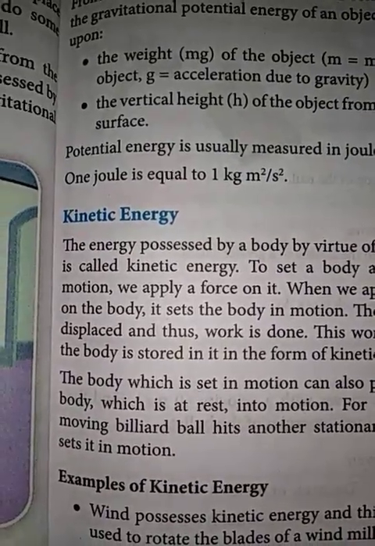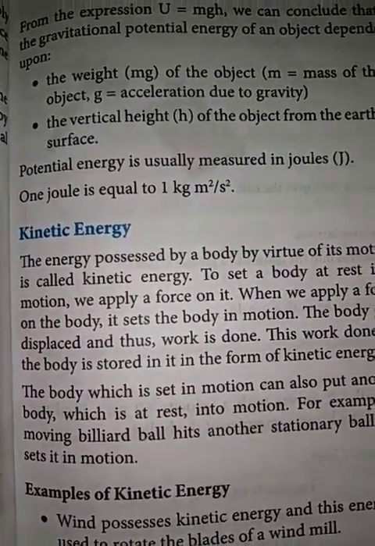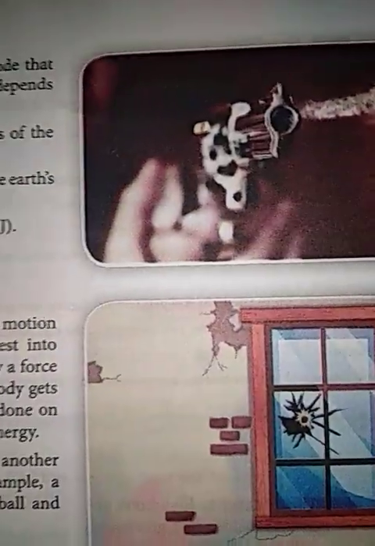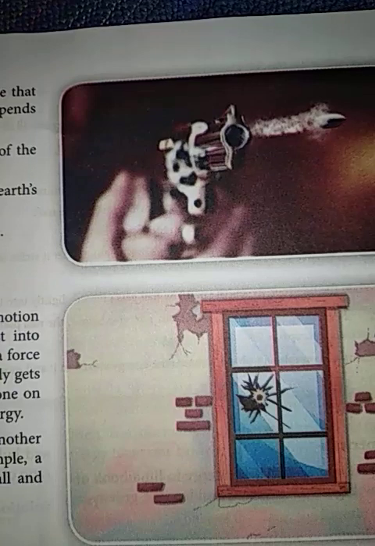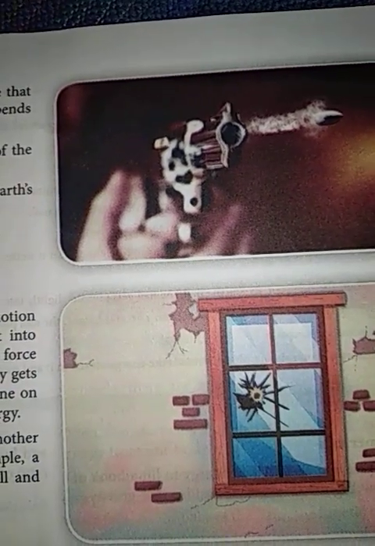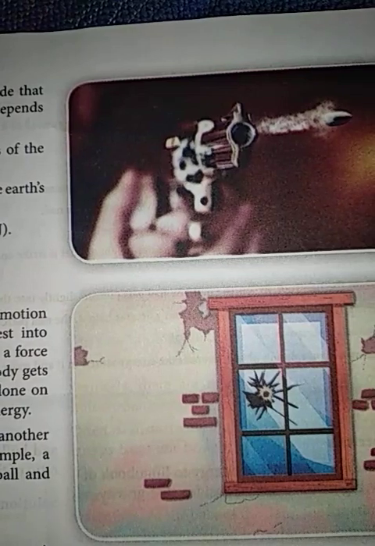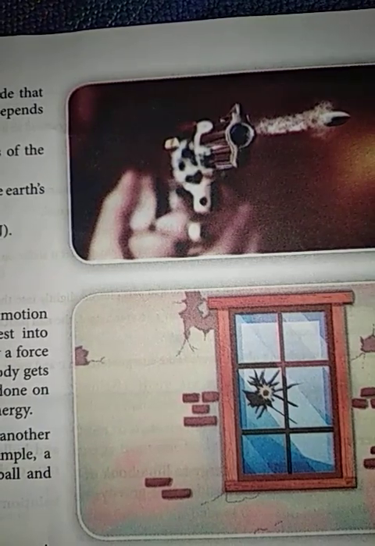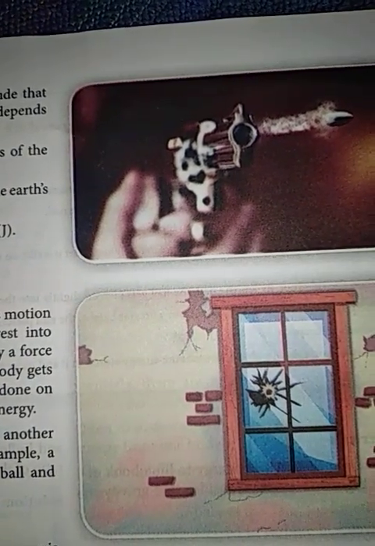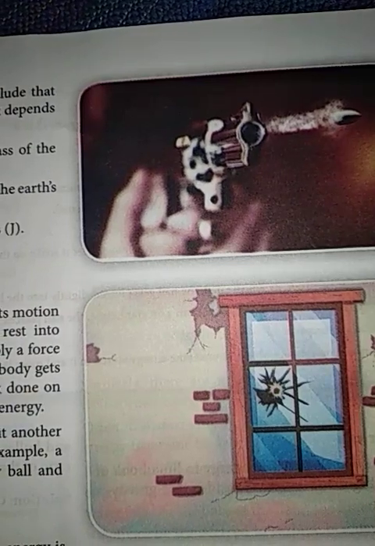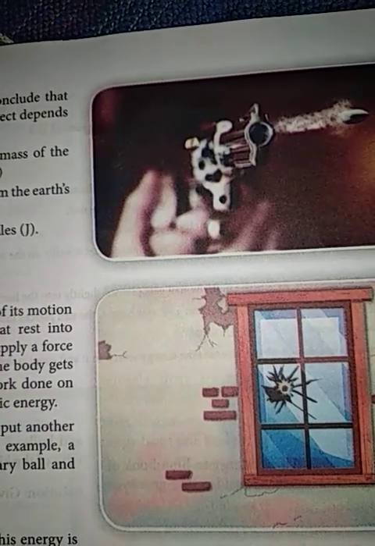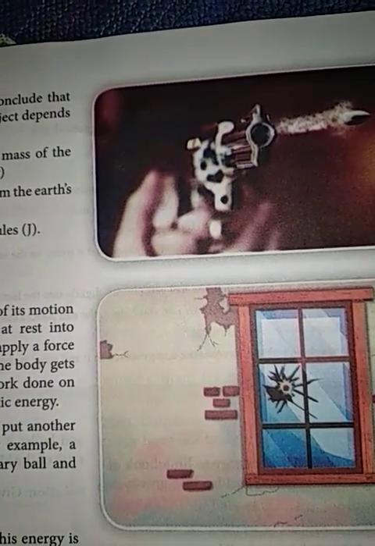Now we discuss kinetic energy. Kinetic energy is the energy possessed by a body by virtue of its motion. It is called kinetic energy. To set a body at rest into motion, we apply force on it. When we apply force on the body, it sets the body in motion. The body gets displaced and thus work is done. So this work done on the body is stored in it in the form of kinetic energy.